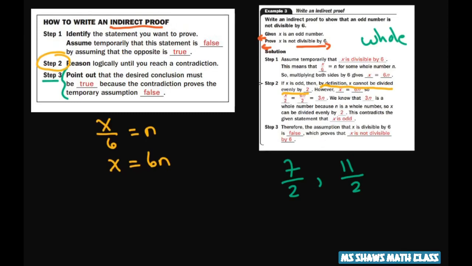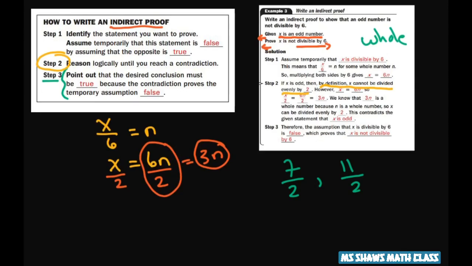So, however, x equals 6n. So if you divide both of these sides by 2, you get x over 2 equals 3n. We know 3n is a whole number, so x can be divided by 2. This contradicts our statement that x is odd, our given, since we can divide this by 2.